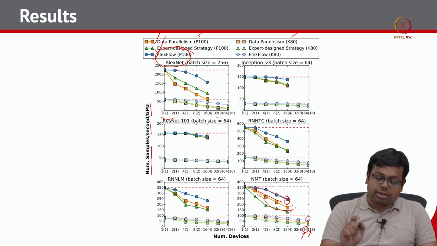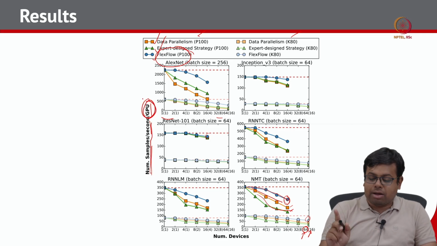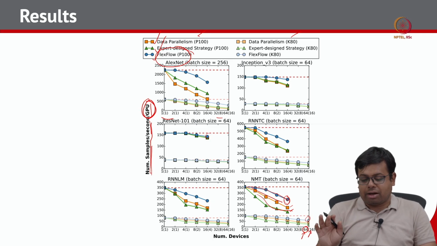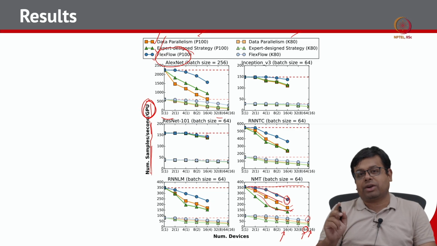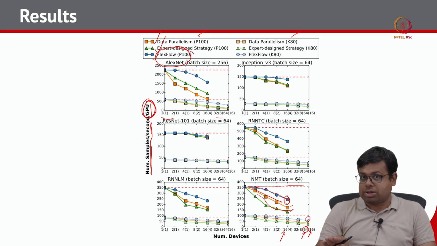Now, remember these numbers are the number of samples per second per GPU, right. So, that means we do not have perfect scaling. We may assume that if we have 16 GPUs, our throughput will be 16 times. In that case, all the lines should have followed one straight line like this, right. So, since we do not have perfect scaling, that is why the number of samples per second, or throughput per GPU, is actually reducing, right.